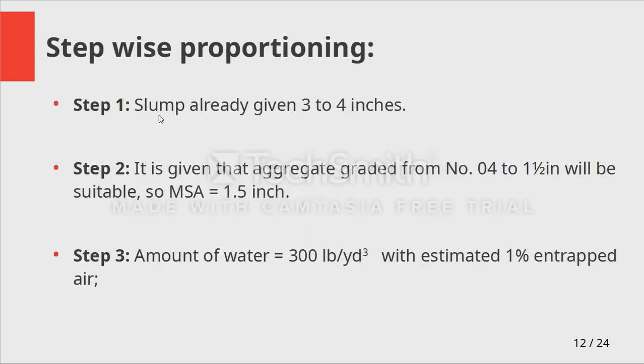So the first step is to choose the slump. It is already given that the slump is 3 to 4 inches. The second step is to know the maximum size of aggregate, which is 1.5 inch, and this has come from a sieve analysis. The third step is the amount of water. You can estimate it from a table which I will show you in a minute. The amount of water is 300 pounds per cubic yard with an estimated 1% entrapped air. This entrapped air will be useful if you are following the volume basis method, but if you are not, then it may not be of use.